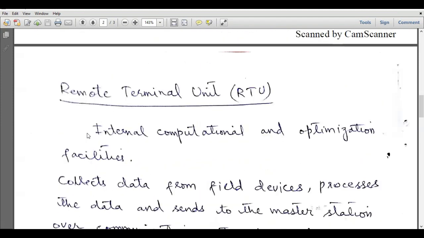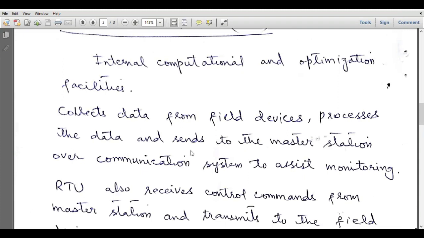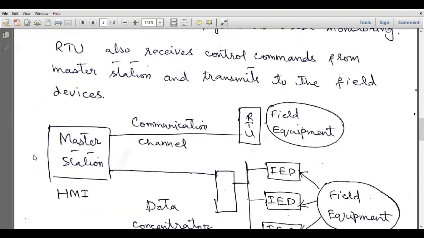Another very important part of a SCADA system is the remote terminal unit, which is abbreviated as RTU. The features of the remote terminal unit are internal computational and optimization facilities. It collects data from field devices, processes the data, and sends it to the master station over the communication system to assist monitoring. RTU also receives control commands from the master station and transmits them to the field devices. So both these tasks are handled by the RTU.